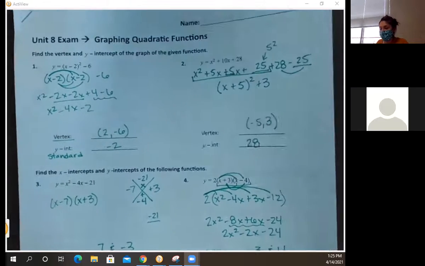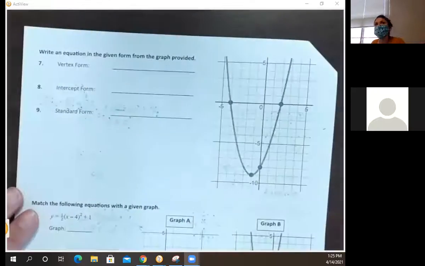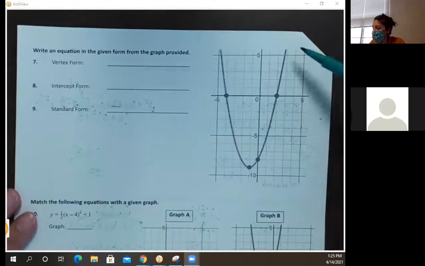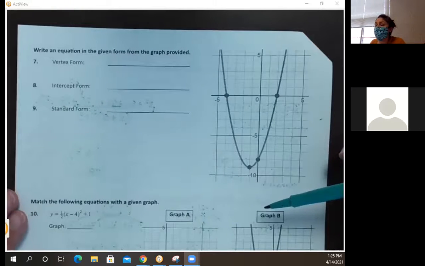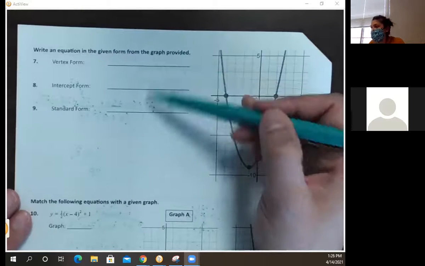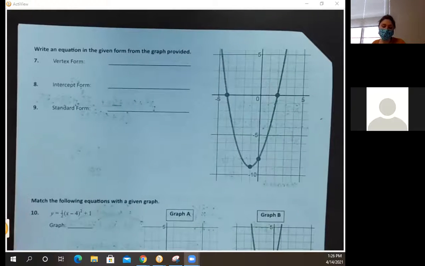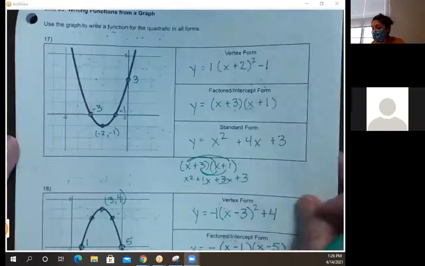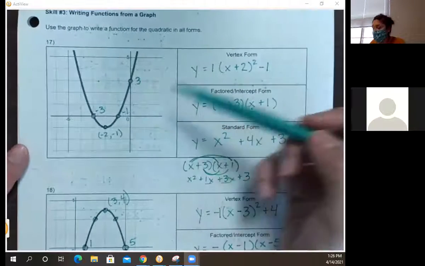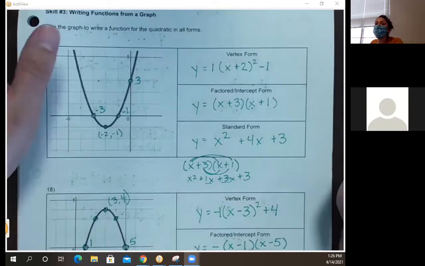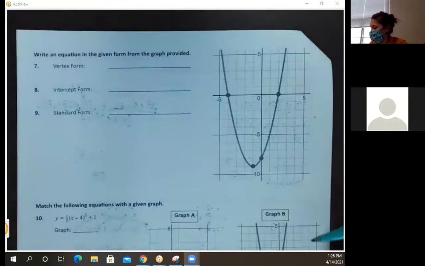On the next page, we looked at graphs. So for 7, 8, and 9, we have the graph of a quadratic function, and we want to write all 3 function forms that describe this graph. This is what we worked on Monday. We had several problems where I gave you a graph, and then we wrote all 3 versions of that function that could describe that graph. So that's what we're looking at here.